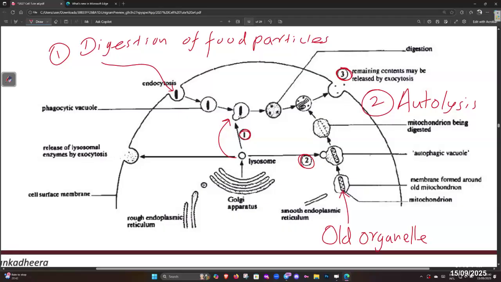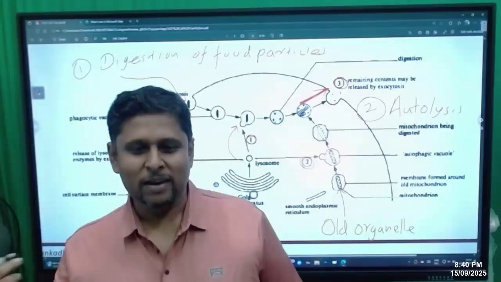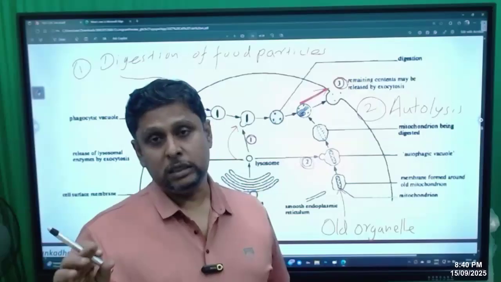And then next one, number three, transport after the digestion, removal of any residue materials. So we'll take that third function, transport of residue materials. That is done by lysosomes. Is that clear? So that was question number 35.